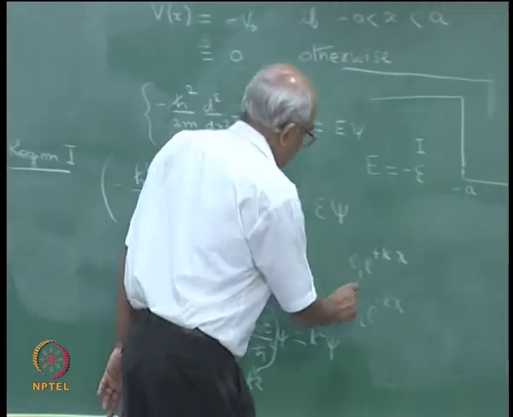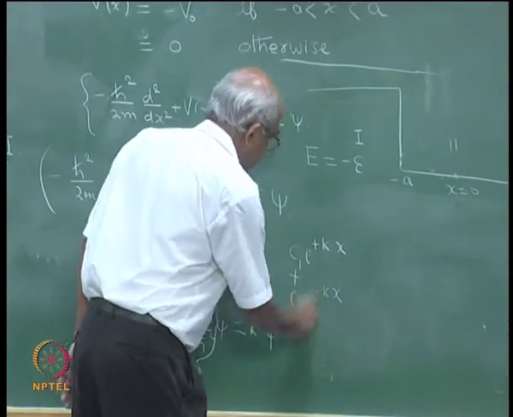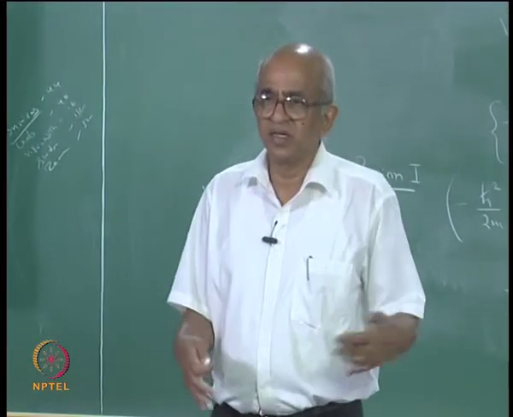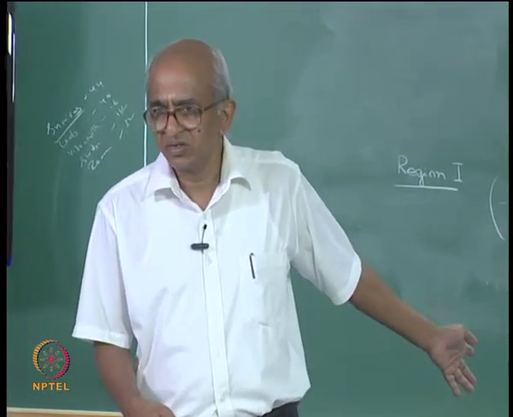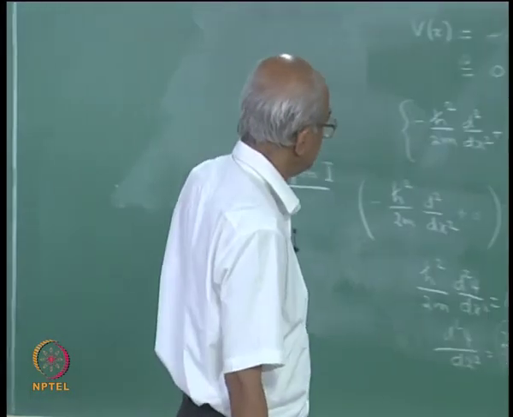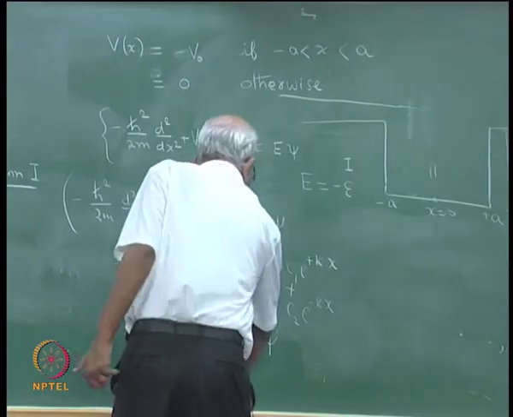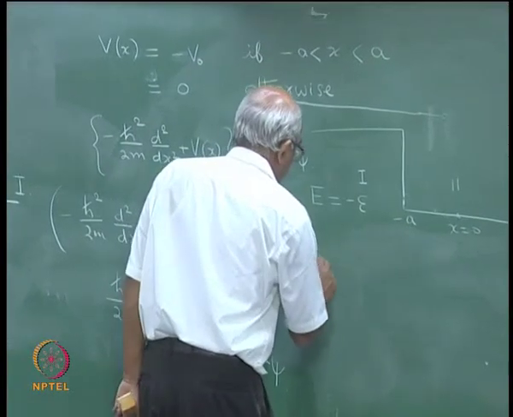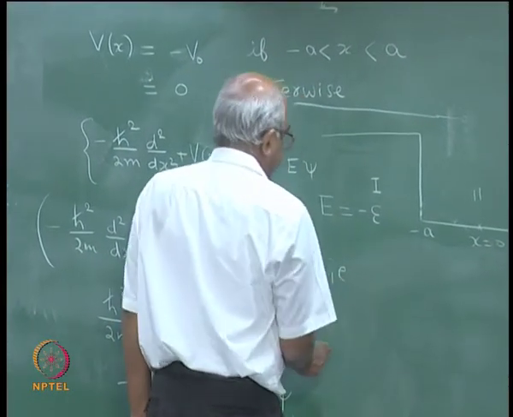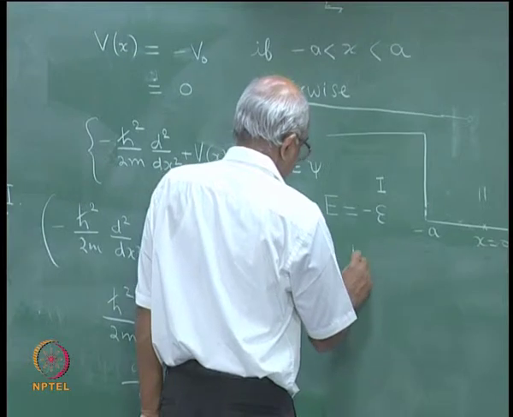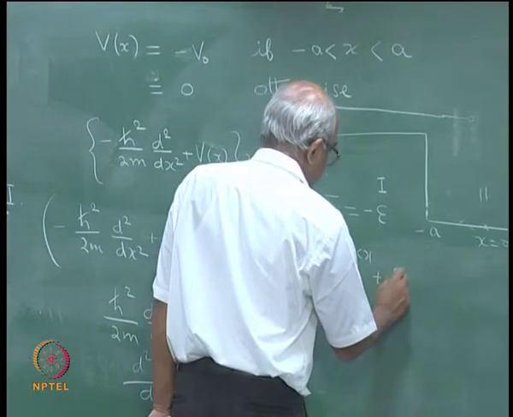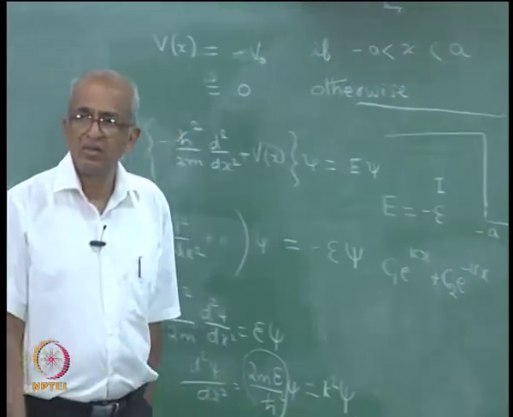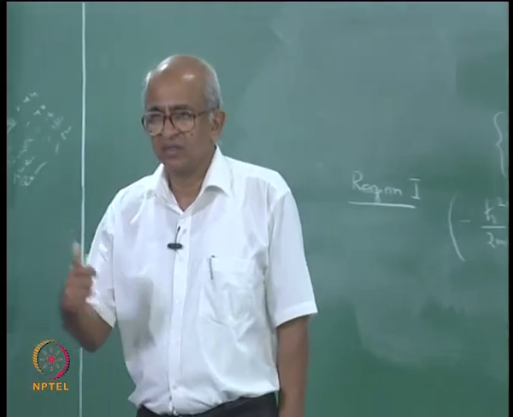So, you can say the most general solution will be a linear combination of these two, because if you have two particular solutions, you can always add them up and the answer will always be a solution of the original equation. So, therefore, in region 1, what is the solution that we have found? C1 e to the power of kappa x plus C2 e to the power of minus kappa x is the solution. Fine.